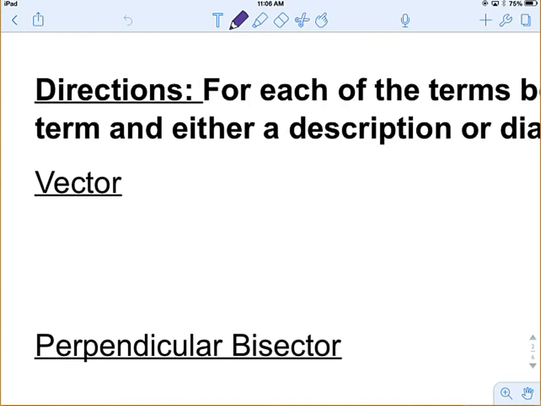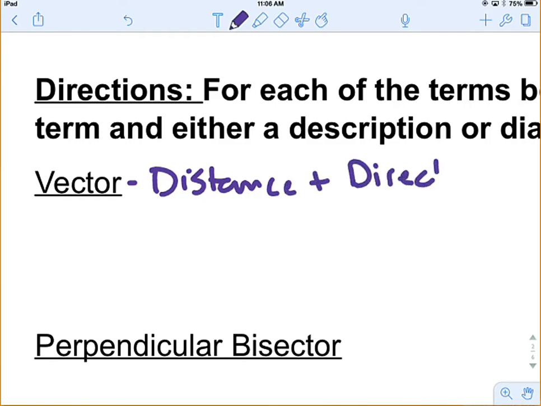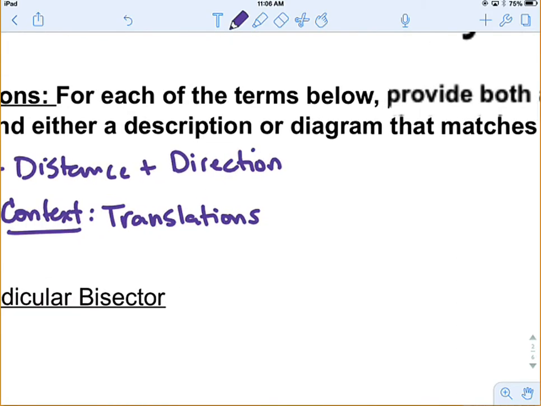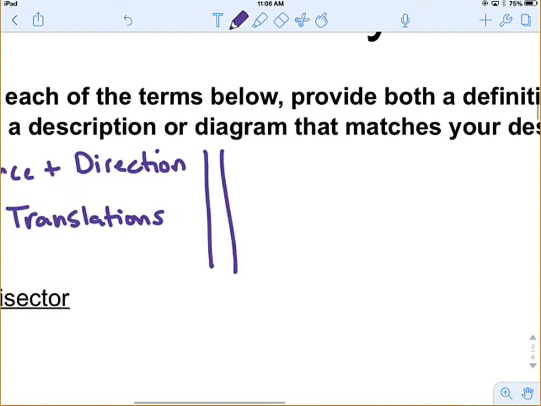So, a vector. A vector is nothing more than a distance and a direction. That's all it is. Distance plus direction. We see that in the context of transformations, specifically translations. And then a nice example would be when you're actually translating an object, right?